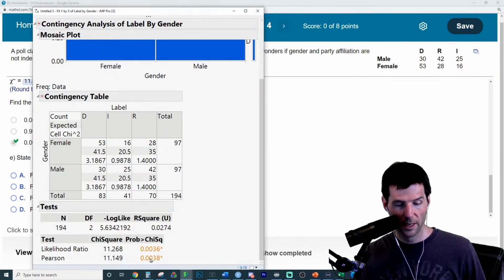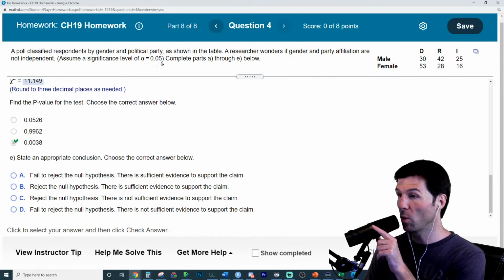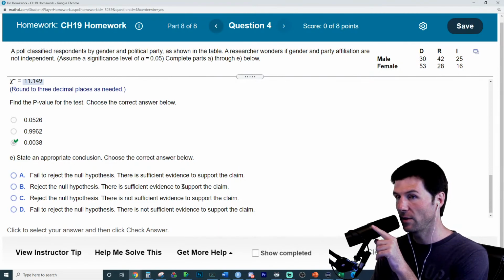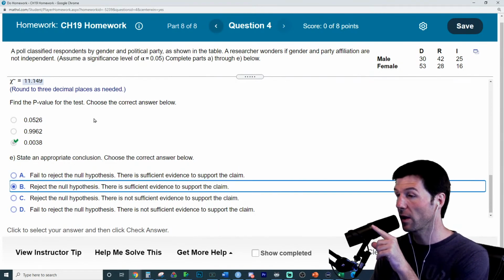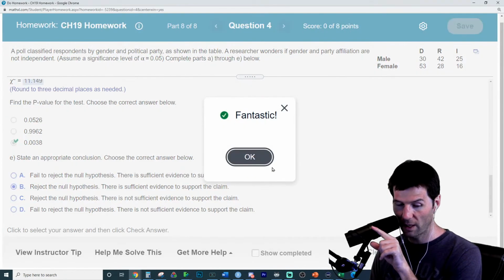I did it a little quickly there. P-value is 0.0038, and there it is right there. And we're using a 0.05 alpha, which means we reject the null. There is evidence to support the claim because we have a p-value that is lower than alpha. We reject the null. There is evidence to support the claim, and try not to make any errors.